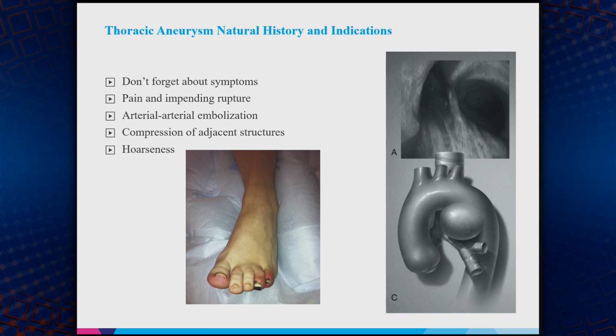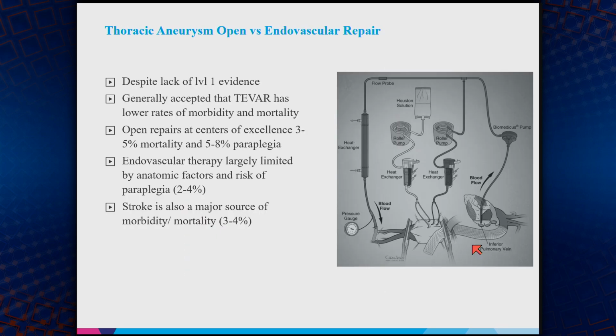These aneurysms can certainly cause pain during impending rupture. Arterial to arterial embolization is relatively common given the high shear stress in these aneurysms, and you can have compression of adjacent structures like this diagram of the bronchus being compressed.